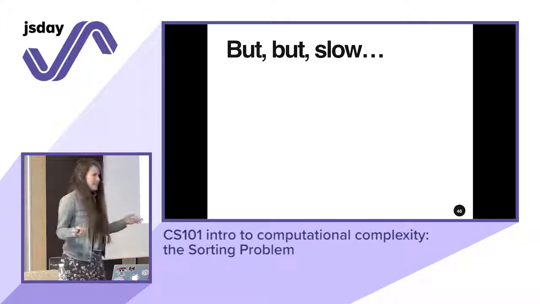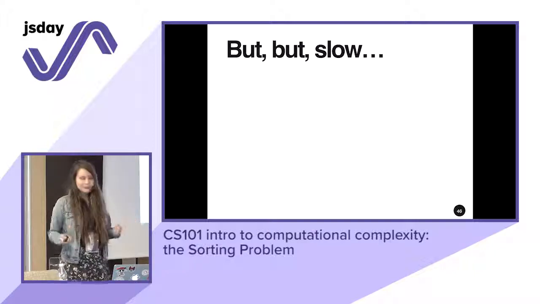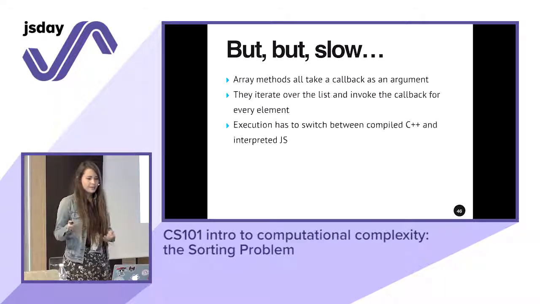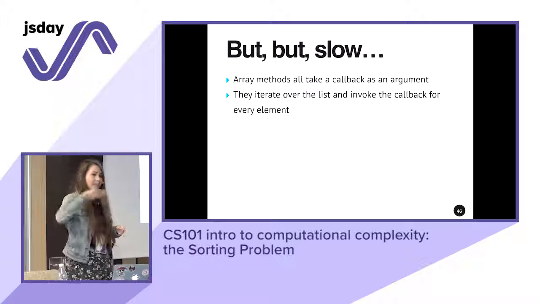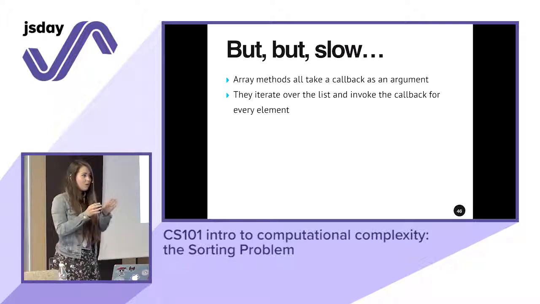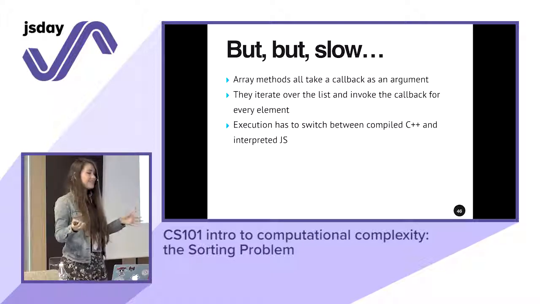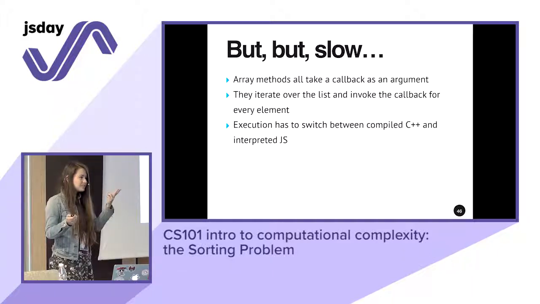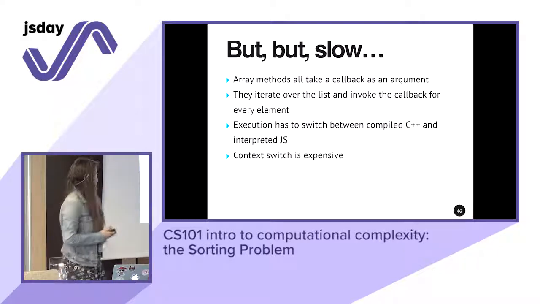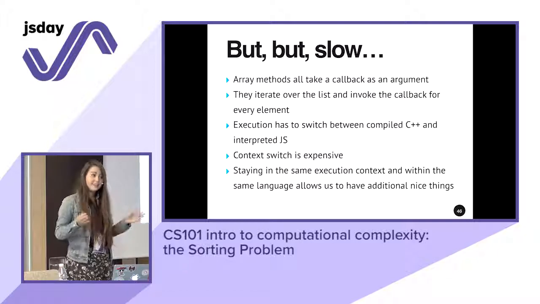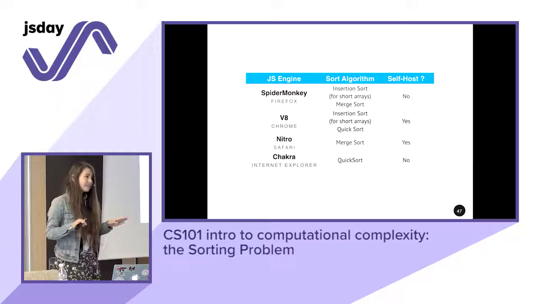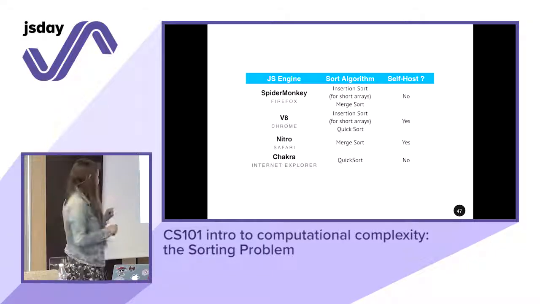And maybe at this point you're like, yeah, but why would we implement that in JavaScript? That's slow. So actually, no. Array methods can take callbacks as an argument, so they iterate over that list, and for every element in the array, they will call this callback. Now, the execution has to switch between compiled C++ code and interpreted JavaScript. So this context switch is expensive. If we stay in the same execution context and in the same language, we can boost performance. Now, SpiderMonkey and Chakra are not self-hosted, and V8 and Nitro are.